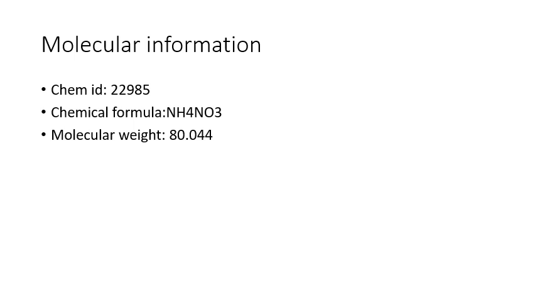The molecular information of this molecule, or to find this molecule on PubChem or any site that involves molecules, is 22985. The chemical formula consists of nitrogen, hydrogen, and oxygen. The molecular weight of this molecule is 80.044.